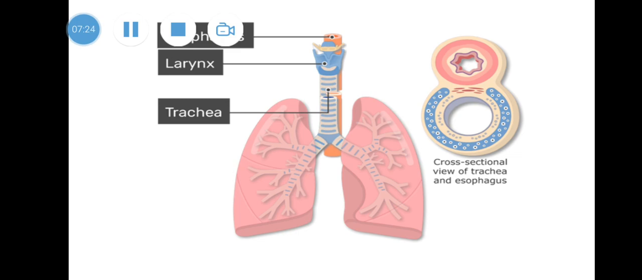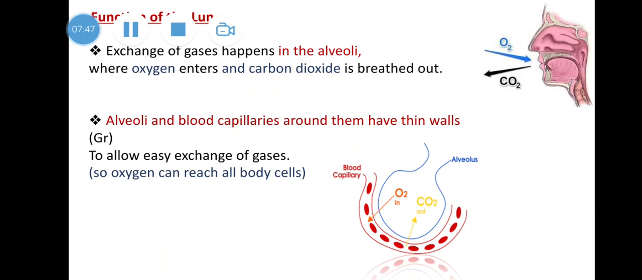Okay, this is the larynx, and this is the epiglottis, and there is also the esophagus, which is behind the larynx. And this is the trachea, which contains incomplete cartilage rings. Why does the trachea contain cartilage rings? Incomplete ones, to keep it open all the time.